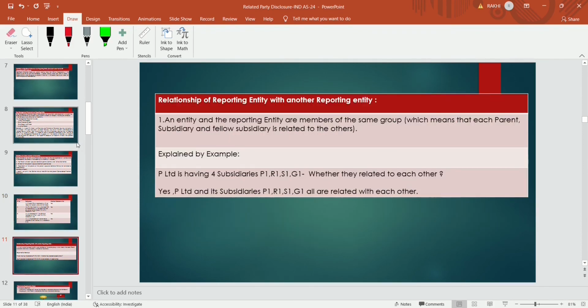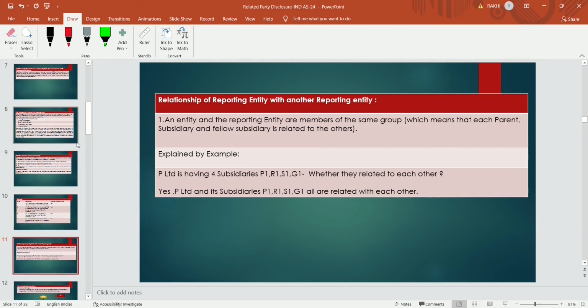Now, the relationship of a reporting entity with another reporting entity. We had discussed the person. We had covered the definition of a person. Then we are covering the relationship of a reporting entity with another reporting entity. Suppose one entity is there and another reporting entity, and they are members of the same group. They must be members of the same group, which means that each parent, subsidiary and fellow subsidiary is related to the other. Suppose they are members of the same group, then they become related parties.